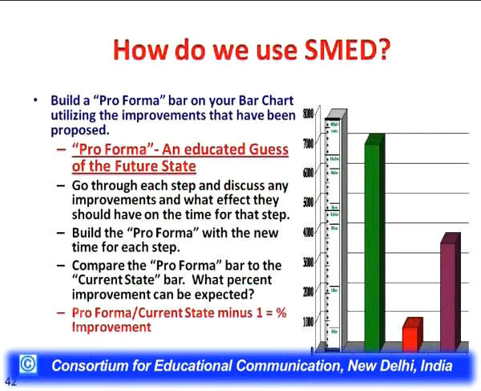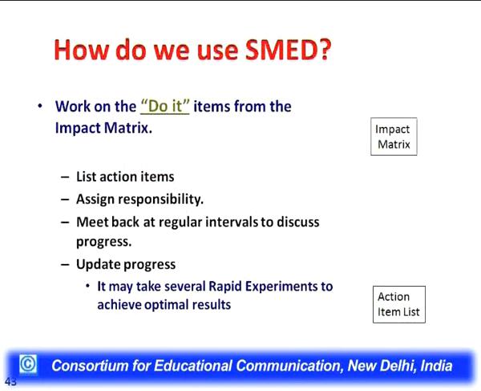And now build a pro forma. Add this pro forma bar to your bar chart, utilizing the improvements that have been proposed. And then finally, we have to implement these changes so that we get the benefit of the changes which we have thought of. And do it. Items should be carried out immediately. List action items, assign responsibility, meet back at regular intervals to discuss progress, update progress. It may take several rapid experiments to achieve optimal results.